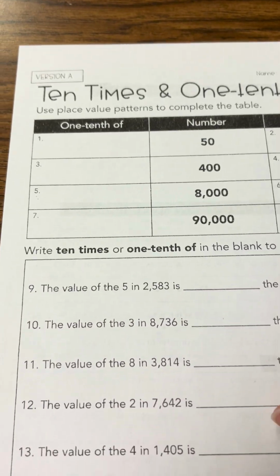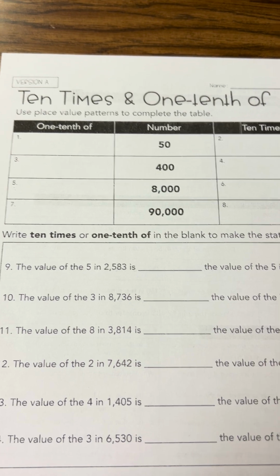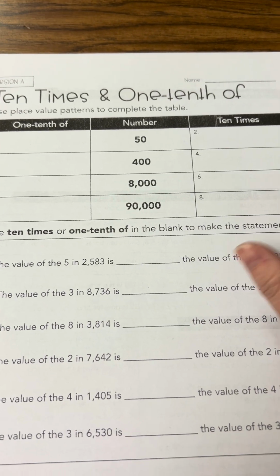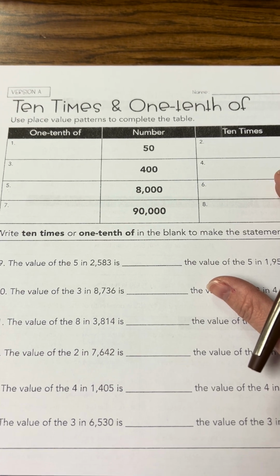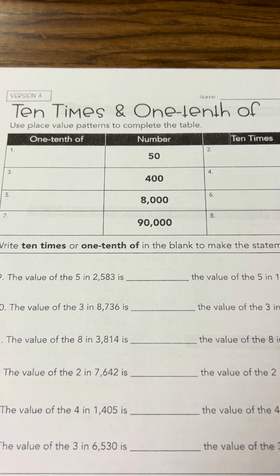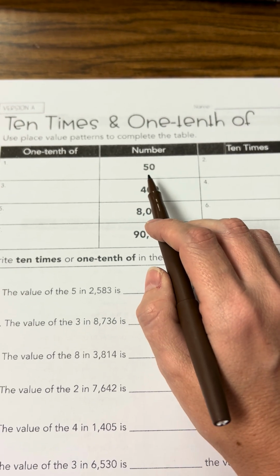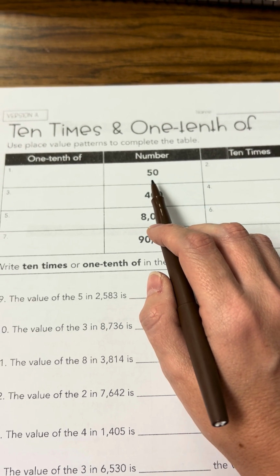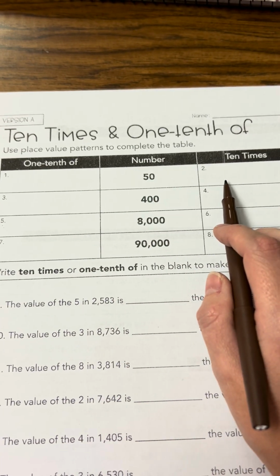So today is Monday, and today we're going to work on 10 times and 1/10 of. Okay, so on this side of your paper, numbers 1 through 8, we're going to start with, it says use place value patterns to complete the table. Alright, so it gives us the number 50, and it's asking us to go to 1/10 of the number and to 10 times the number.